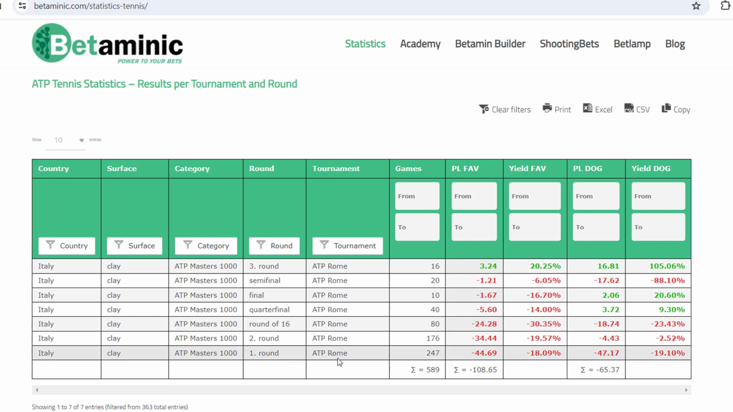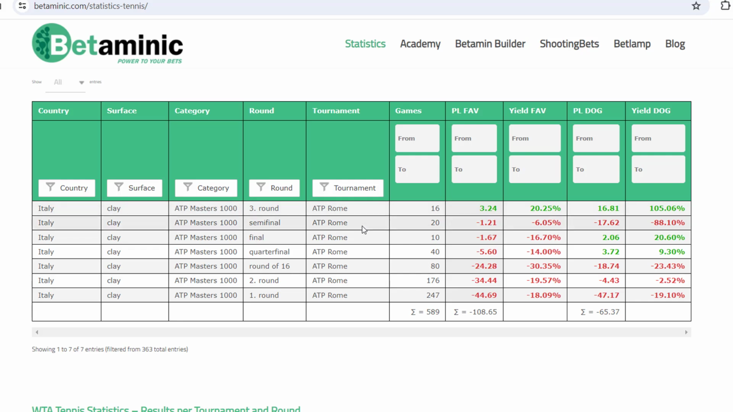certain round, in a certain tournament. So I can see in the ATP Rome that backing the underdog in the third round has generated profit over the long term. Also in the quarterfinal and the final, backing the dog has generated profit there. This could just be variance, or it could be a sign of a long-term pattern where at this point in the competition, generally the sportsbooks are mispricing it.